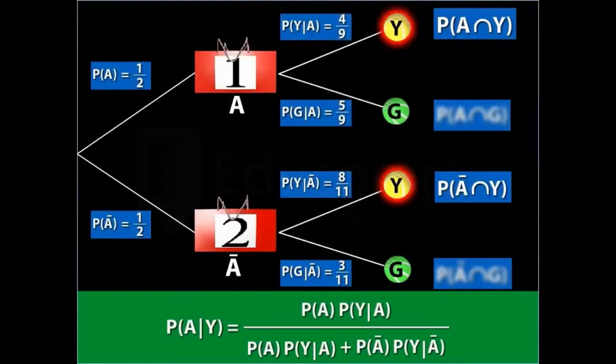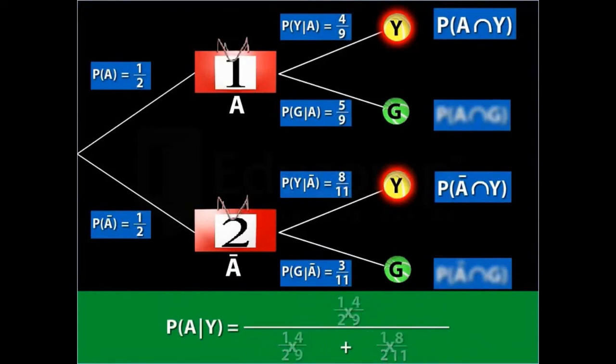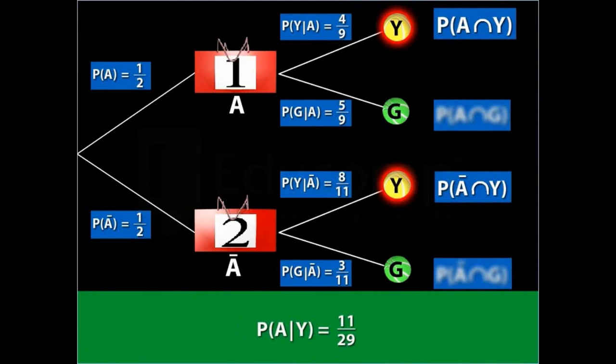Now substituting the respective values of the probabilities in this equation, we get the probability of A when Y has already occurred. This is how Bayes' theorem works.